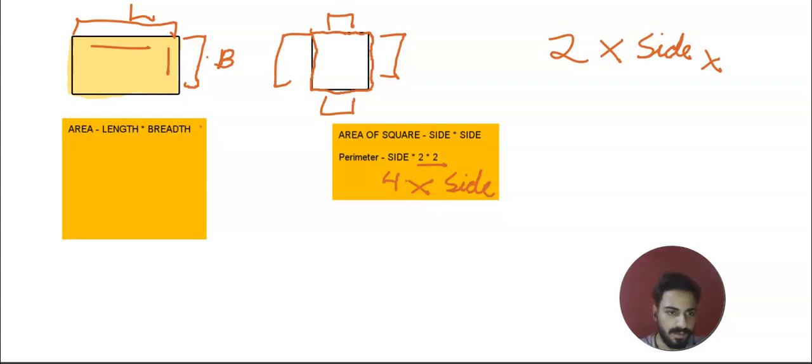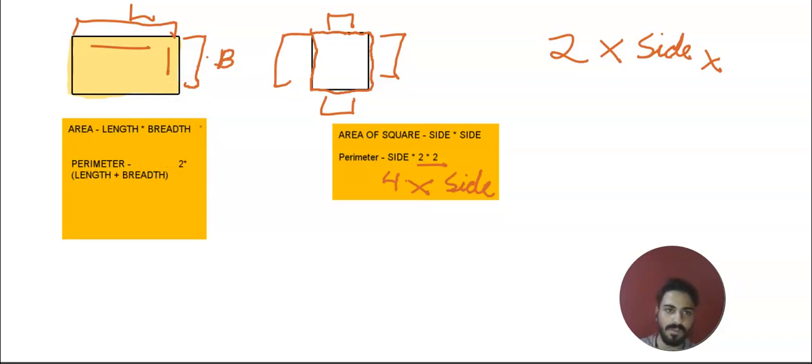Now let's write about perimeter. Perimeter will be 2 into length, what do you think, plus breadth? Now there's one mistake people make in this formula, and that is the bracket. Length plus breadth will always be in a bracket, otherwise it's not correct.